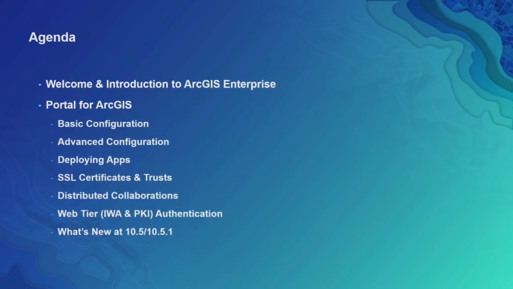All right, so here's what we're going to cover today. It's a pretty jam-packed session. We'll be talking about some basic configuration for Portal, then get into some deeper dive advanced configurations, how to deploy apps, we'll cover some security-related items like SSL certificates and how you establish trust. How many people are here or interested in the distributed collaborations that have been talked about? Some of you, okay. Well, at 10.5.1, we now can have a distributed collaboration between Portal and ArcGIS Online, so we're going to talk about that and go over a quick demo of how to set that up, do some web tier authentication and what's new.